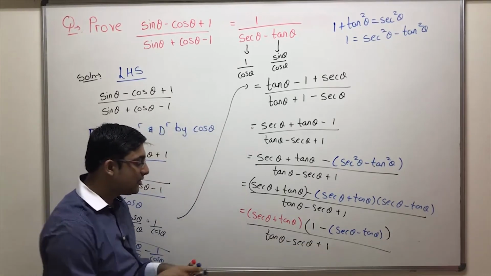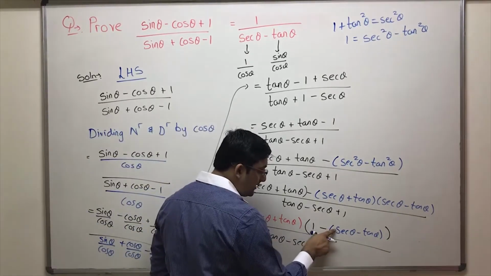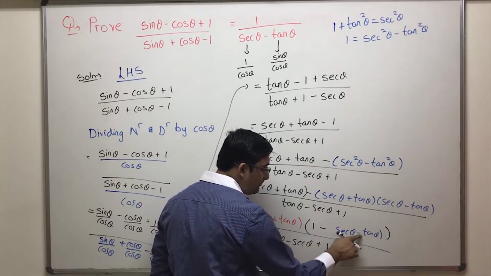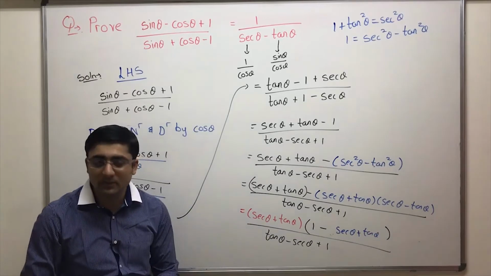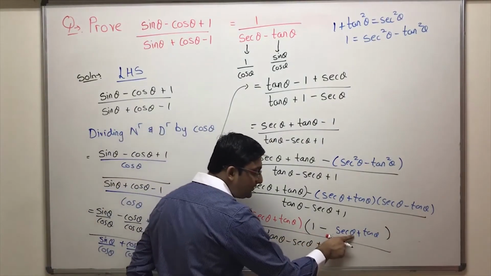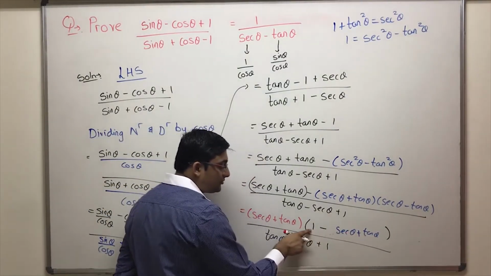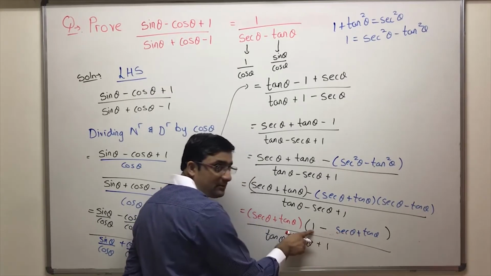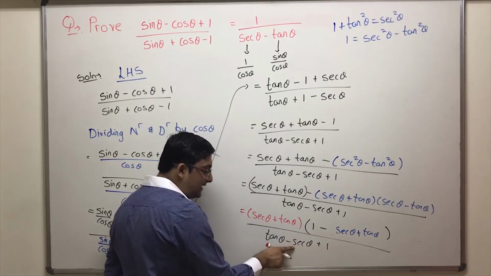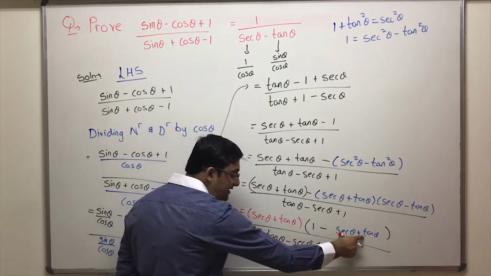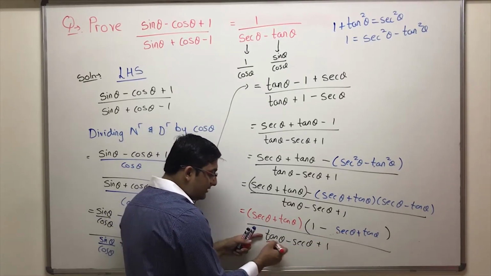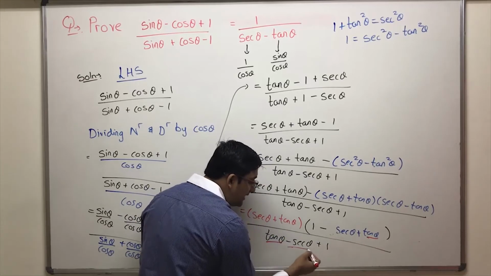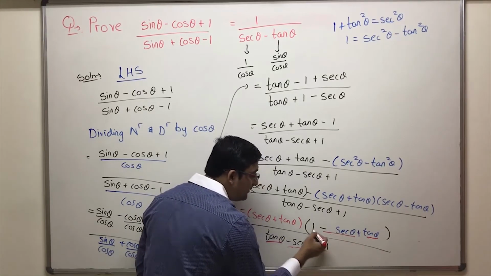Is this clear? Now, I'll simplify this over here. Minus into plus, minus. Minus into minus, plus. So when we open the bracket, this is what we'll get. Now see, here we have sec theta plus tan theta. So we have minus sec theta plus tan theta plus 1, 1 minus sec theta tan theta. So this expression and this expression are exactly the same: tan theta minus sec theta plus 1.